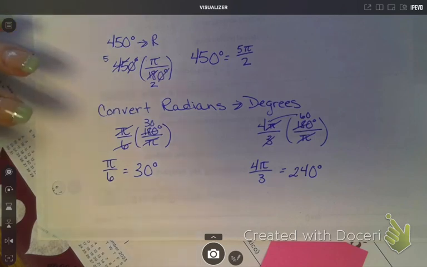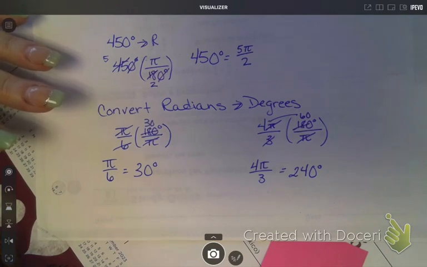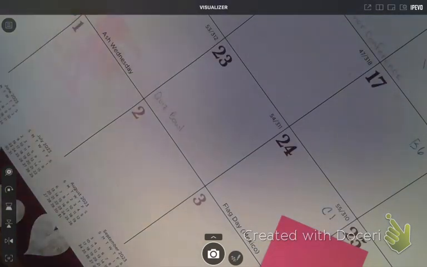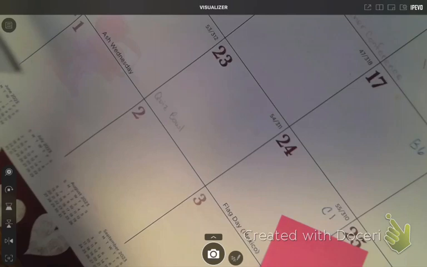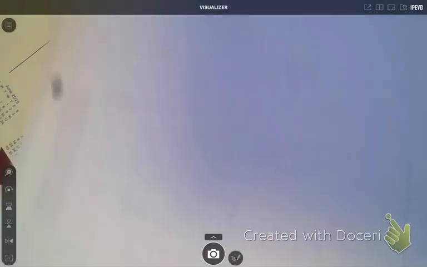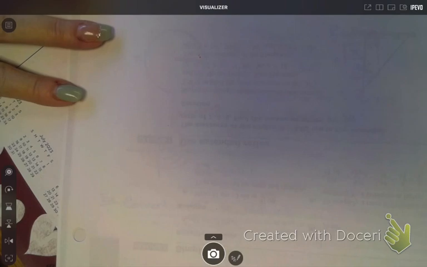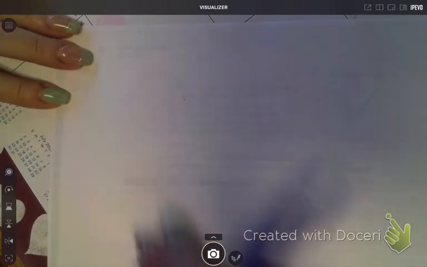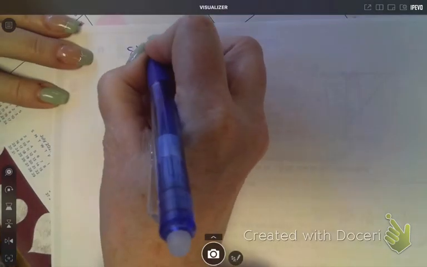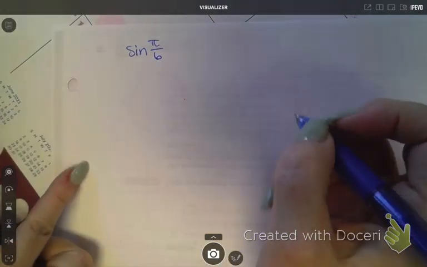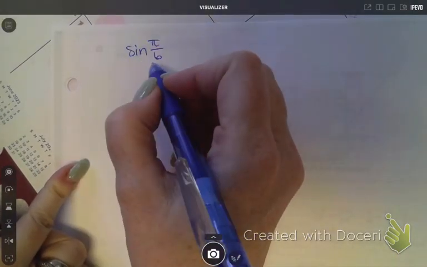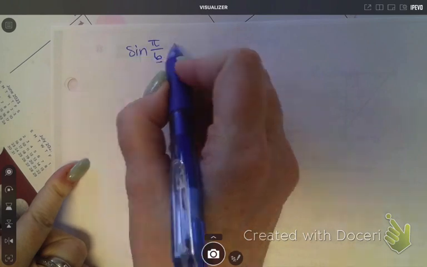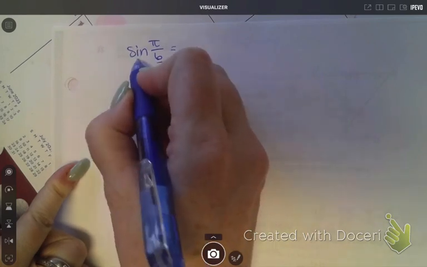The same conversion goes for negative angles. It goes for about anything. They're going to have your exact value tables that you're going to be using, so keep working on those flashcards. So they'll have find the sine of pi over 6. This is one you know, because 6 goes into 180 30 times. So it's going to be the sine, and this is just 1 pi over 6.